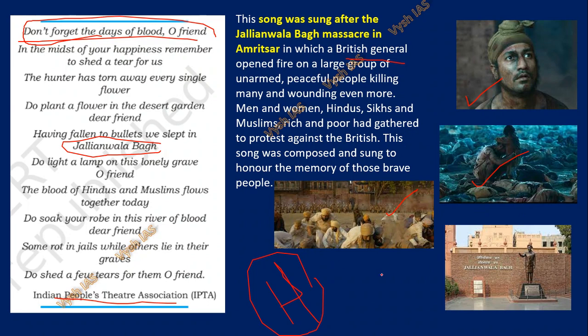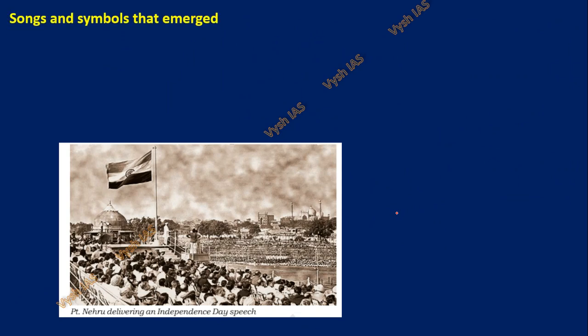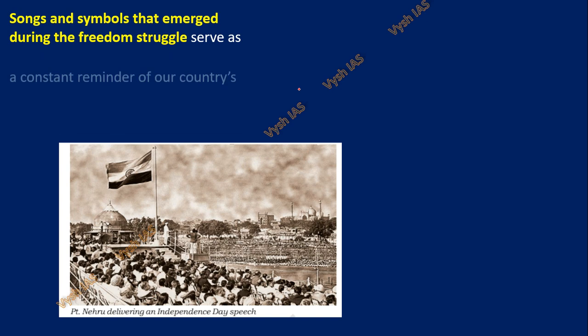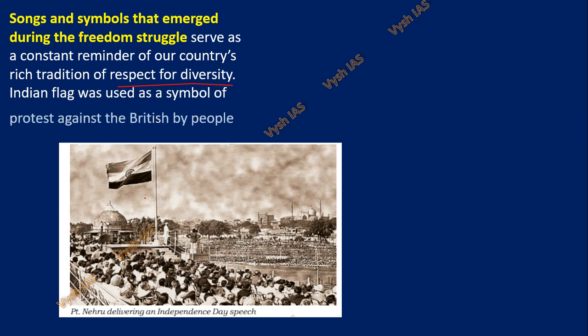During my Spectrum series also, I showed you with pictures and thumbnails which movies you must watch if you are giving UPSC, because that shapes you as a better person too, as you know the country better through these movies. The final part of this chapter: the songs and symbols that emerged during the freedom struggle also served as a constant reminder of our country's rich tradition of respect for diversity. Vande Mataram or Sare Jahan Se Accha, all these songs show diversity, unity and the people's protest against the British.